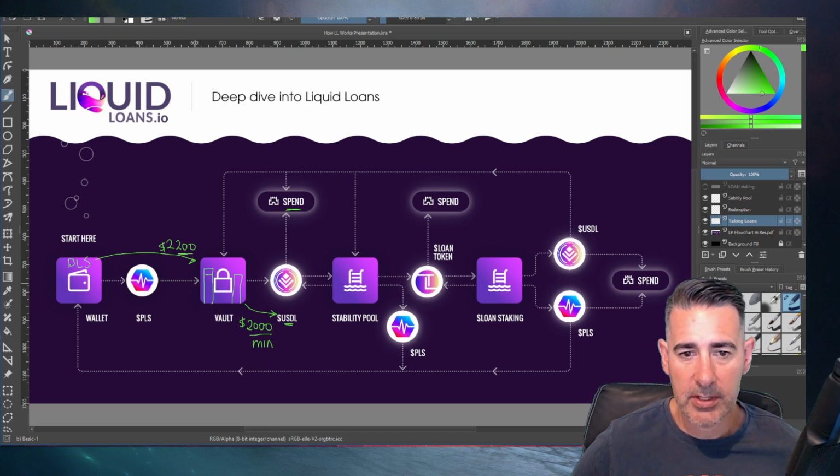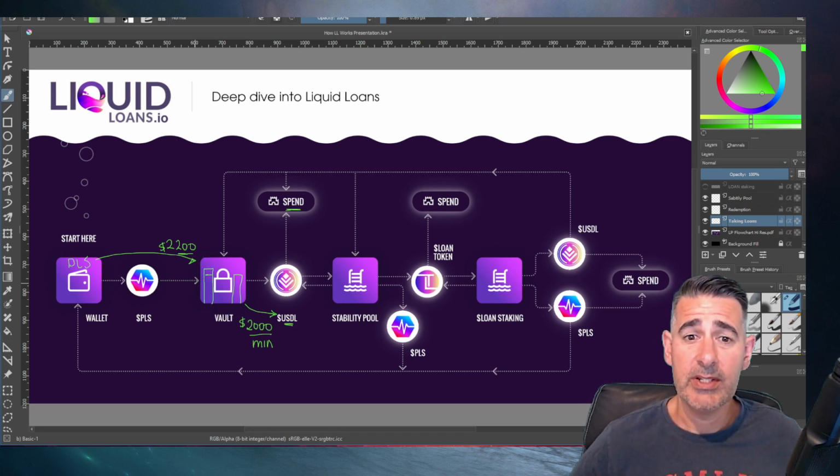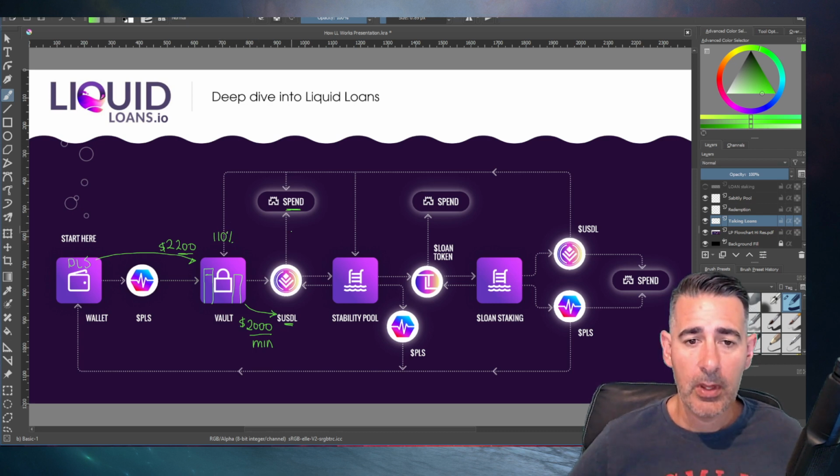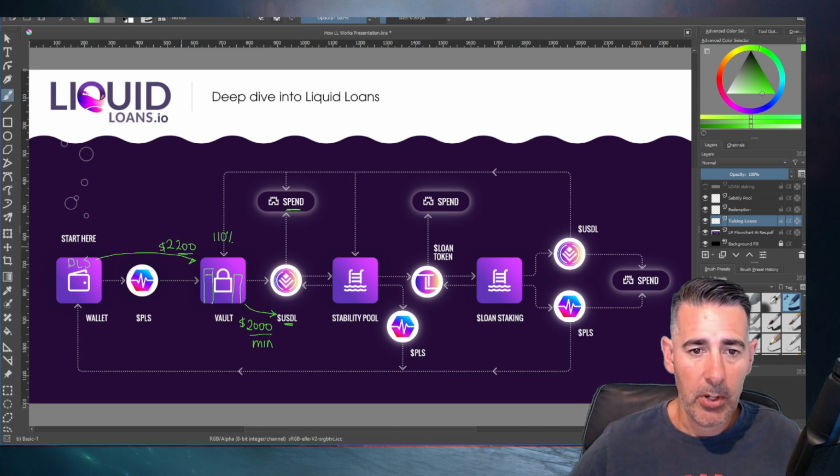Now let's have a look. I said there was one other important thing, which is a redemption. And this is important. This is why you don't want to have your vaults on the risky side of the equation. Now let's just say as a user of the system, you've deposited your Pulse, your $2,200 worth of Pulse, you've taken out $2,000 worth of USDL, but we've got a user sitting over here.